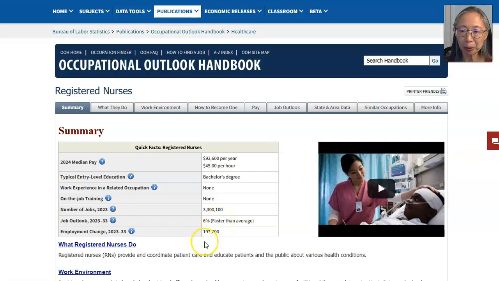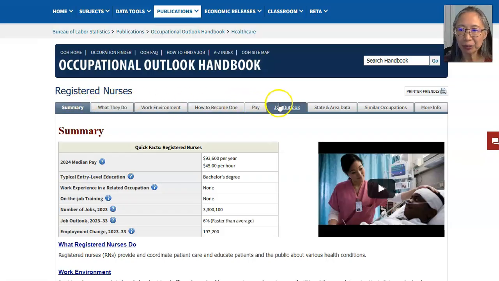And they are projecting 197,000 new jobs being created. So again, this is in addition to turnovers. So you have 3.3 million people, some of them may be retiring, and those are turnover. And in addition to that, new jobs are expected to be created.